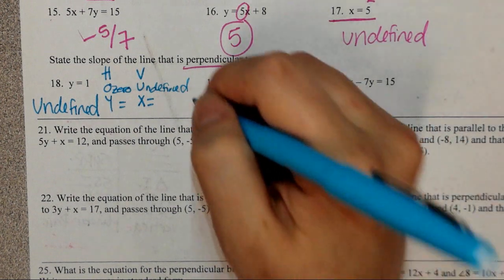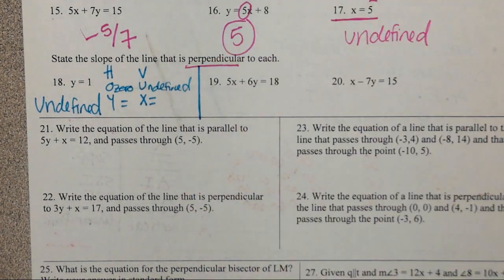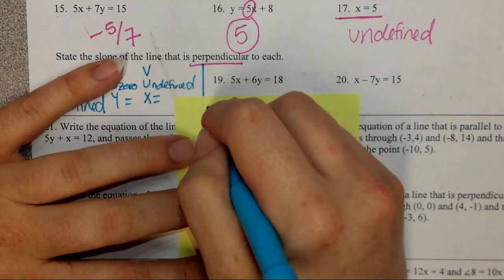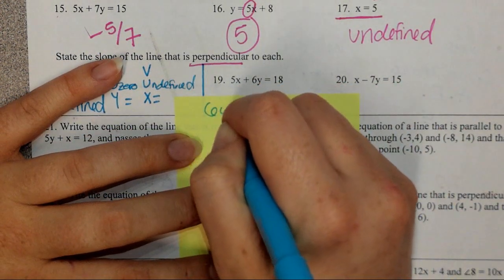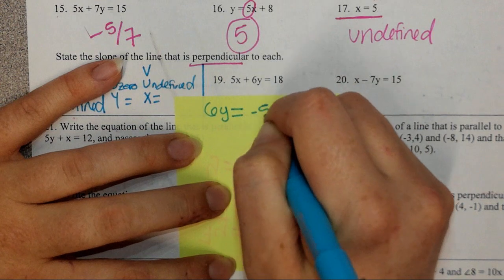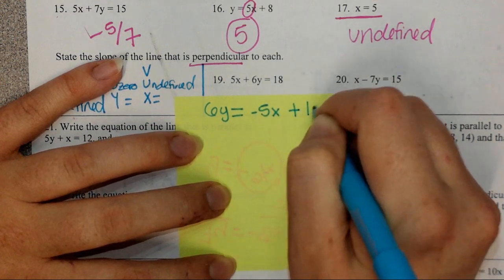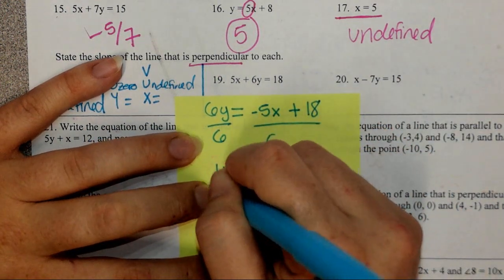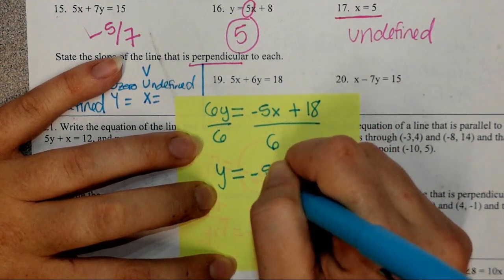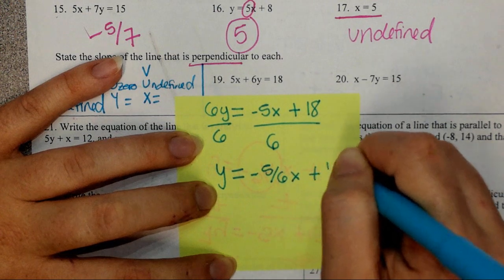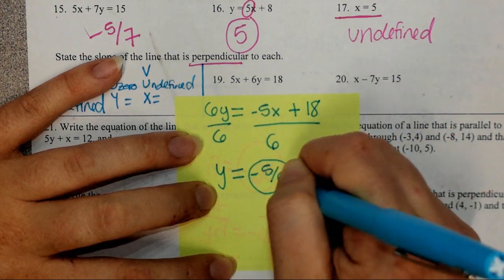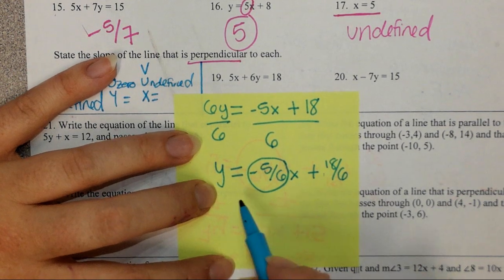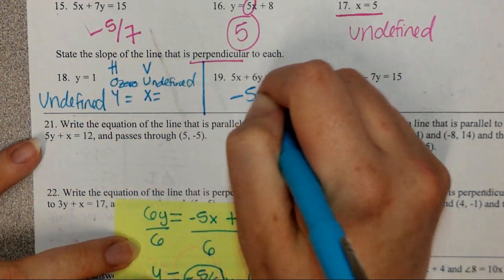Okay. For number 19, let me get out my paper. So we need to rearrange this again. So we're going to subtract 5x, so I get 6y is equal to negative 5x plus 18. Divide by 6, and we get that our slope is negative 5/6. Okay, really this doesn't even matter, but there you have it. So negative 5/6 would be our slope.